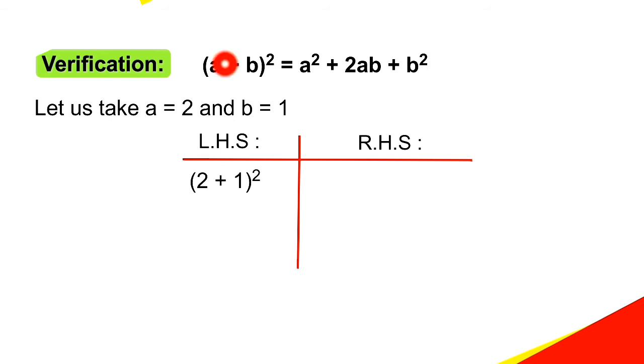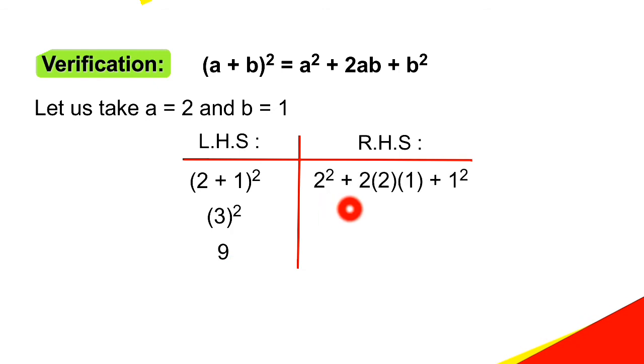What is the value of A? Right, A is equals to 2. I am going to substitute 2 plus 1 whole square. So according to the BODMAS, 2 plus 1 is equals to 3. So 3 whole square. 3 whole square means 3 into 3, is equals to what we can get? Right, that is 9.